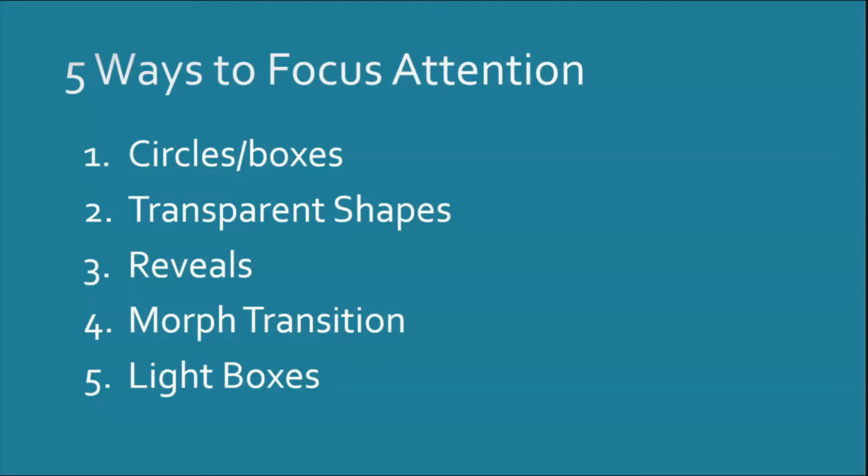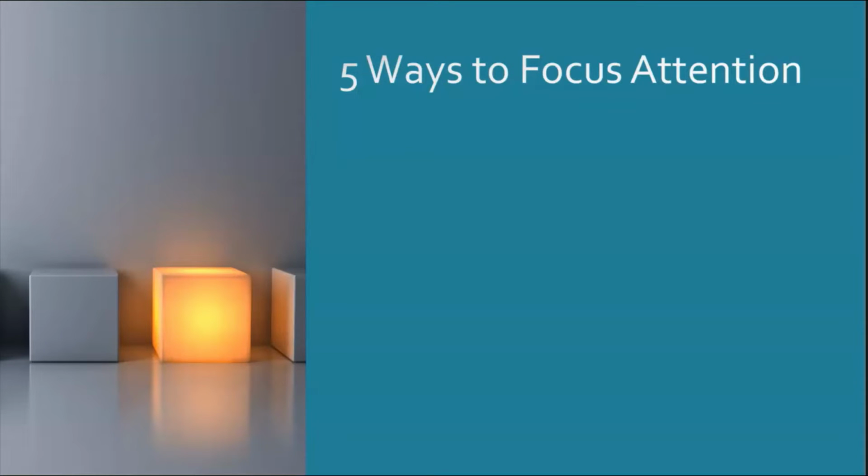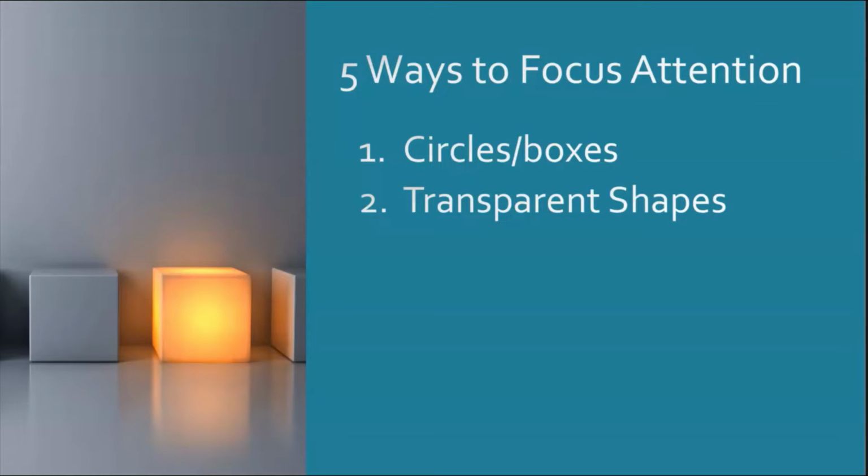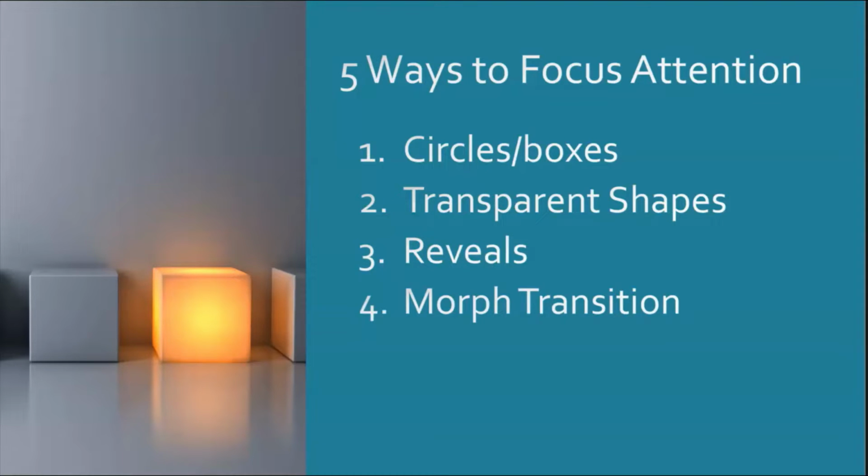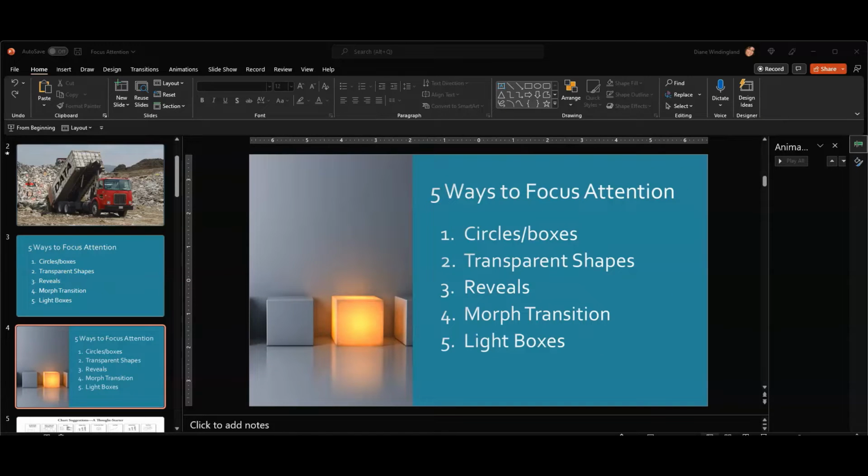Wait, there's probably something better I could do even with this slide. What if instead I had my bullet points come in one at a time? Plus I have an image that looks like it could even be related to what I'm going to talk about. So the 5 ways are: number 1, to use circles or boxes; 2, to use transparent shapes; 3, to reveal the information as you talk about it; 4, to use the morph transition; or 5, to use something like a light box.